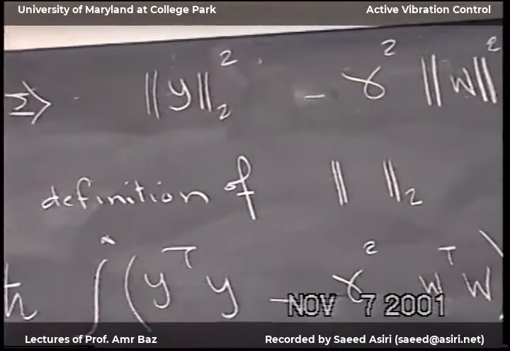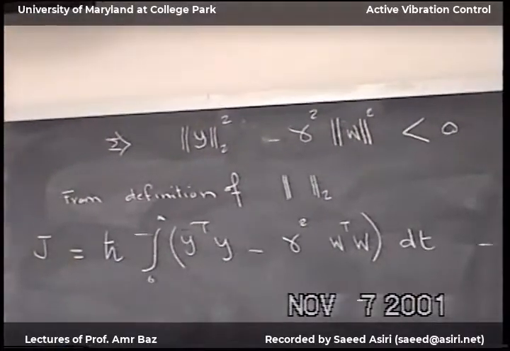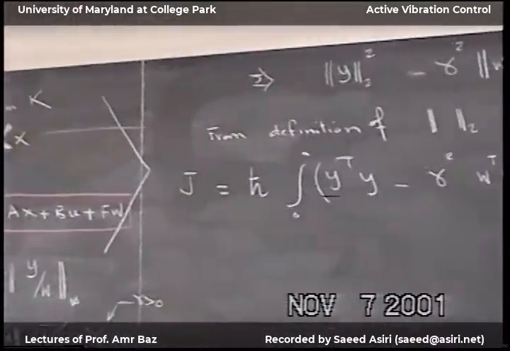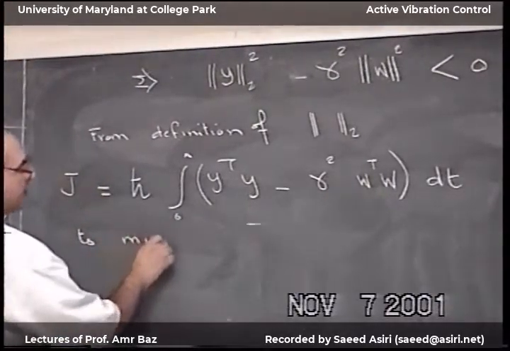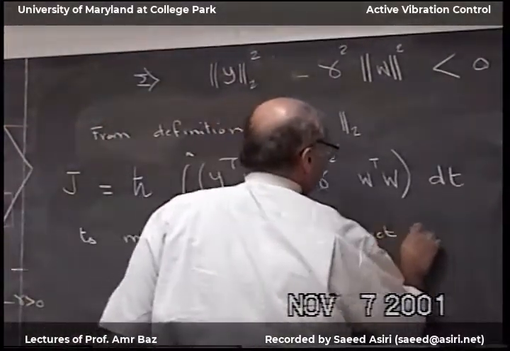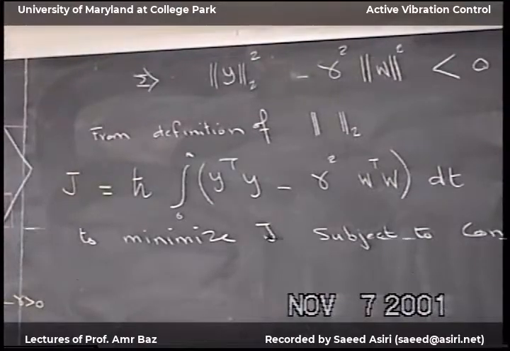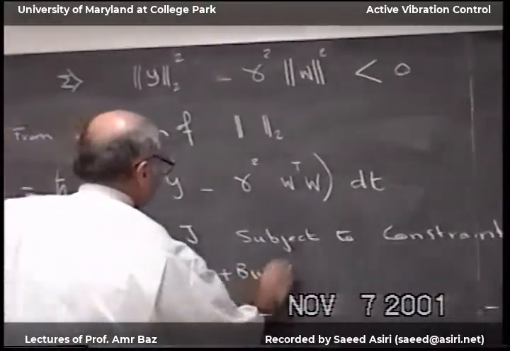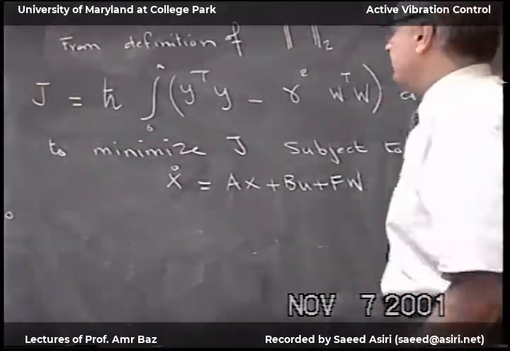Now if we want to minimize this and at the same time satisfy this constraint, then one way of doing it is using Lagrange multiplier to minimize J subject to the constraint, which is satisfying the dynamic equation of motion of the system. Then we'll use the Lagrange multiplier approach.